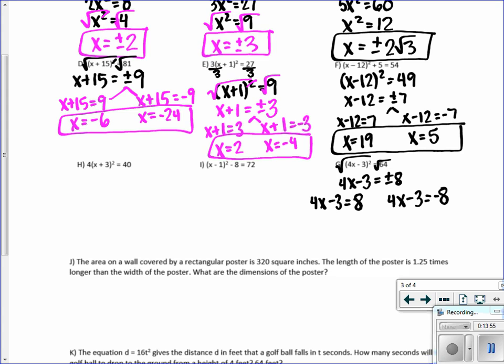But now we just have 2 steps to solve for x this time. We're going to add 3. So if we do 8 plus 3, that gives us 11. And then what? Divide by 4. Can you divide it and get a whole number? Okay, so we can keep it as 11 fourths. And then on the other side, it's 4x, but now we have negative 8 plus 3, which is negative 5. And then can we divide negative 5 by 4 and get a nice whole number? No, but we can just leave it as negative 5 fourths. And ta-da.